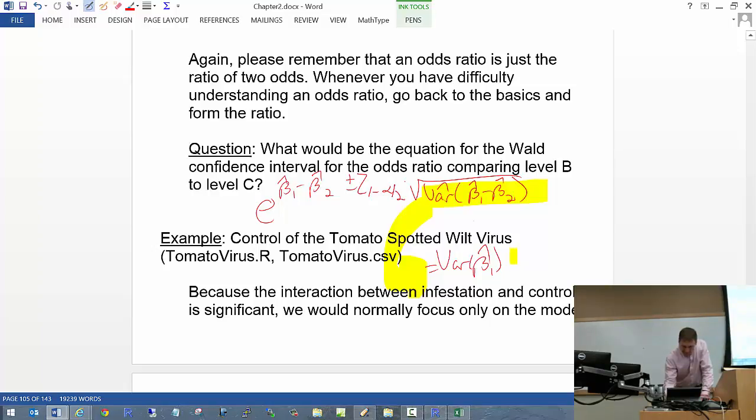Plus the variance of beta hat 2, minus 2 times the covariance of beta hat 1 and beta hat 2, because we have a negative 1 in front of that beta hat 2. Okay? So again, you just go to your covariance matrix, and there you go. Not too difficult. Hopefully we've done this kind of stuff before. Hopefully it's becoming rather simple.